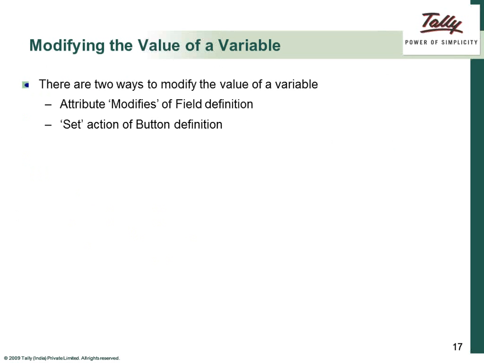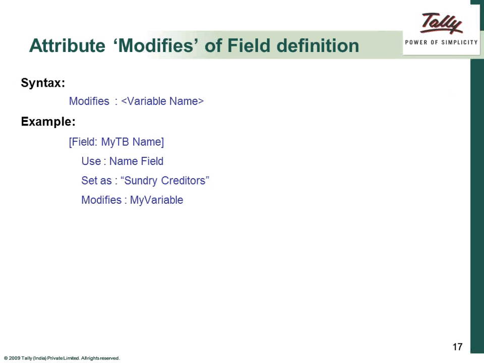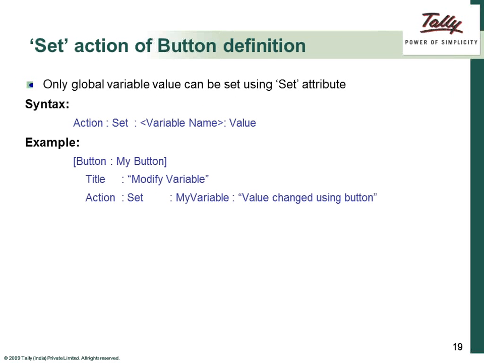So there are ways that you can modify variable values on the fly. One is at the report level, where we can write set. At the field level there is an attribute called modified to help you change the variable value, and this is what we are going to start with. Set action of button definition, which is going to help me make my report a bit more interactive.